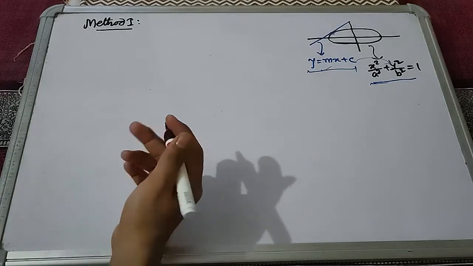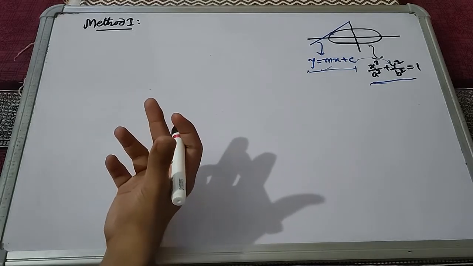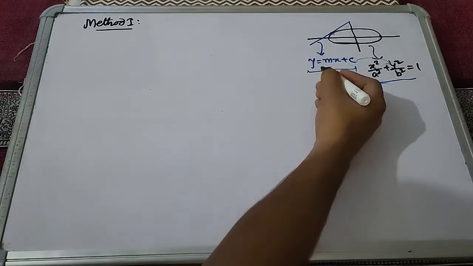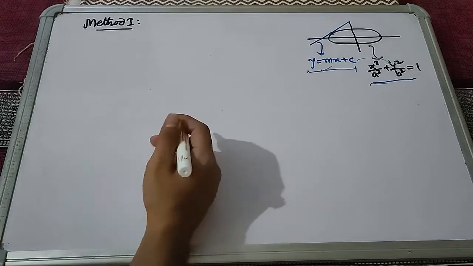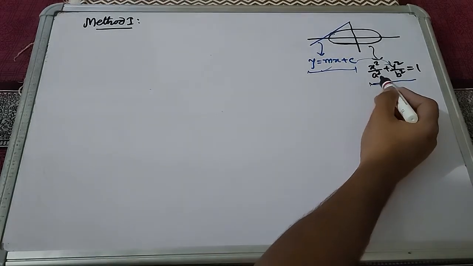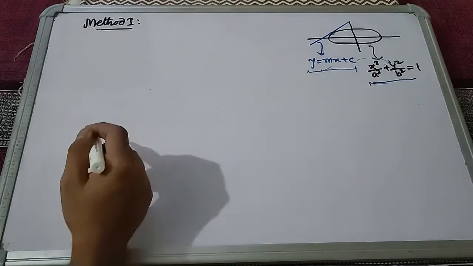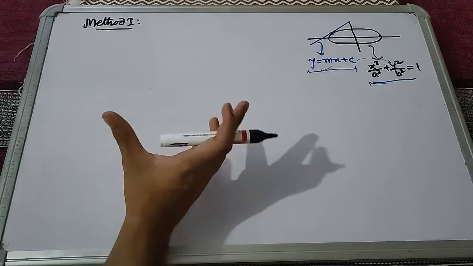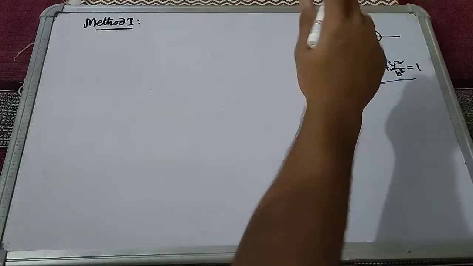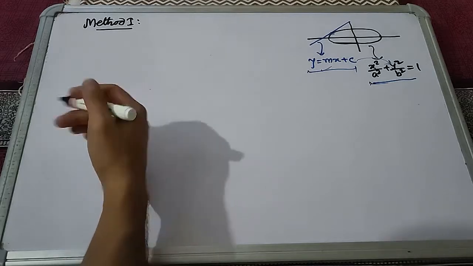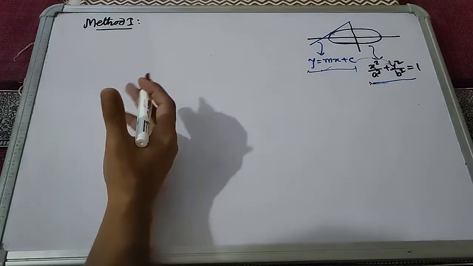Let us see the method 1 of finding the equation of a tangent to an ellipse. We have a line y equals to mx plus c and the curve, which is the ellipse, x square by a square plus y square by b square equals to 1. We want to get a condition such that this line is a tangent to the ellipse. Okay. So what can we do?